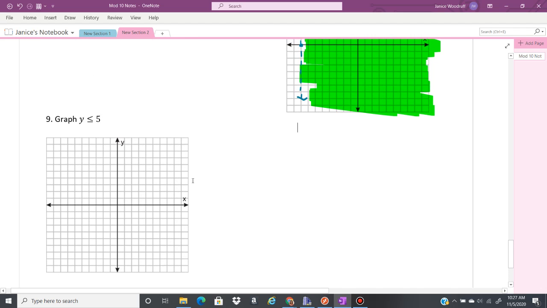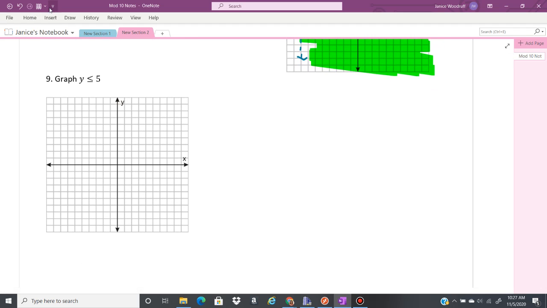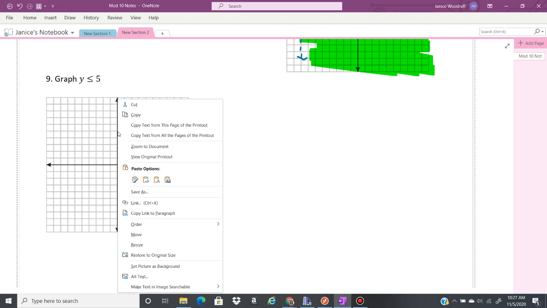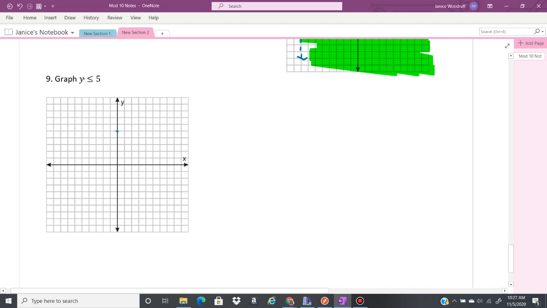Okay, then let's look at this final problem. Just the opposite of the x equals problem. You have y is less than or equal to 5. So find 5 on the y-axis. And then you're going to go through that point. So you're going through 5, horizontal line, and it's going to be a solid line here.